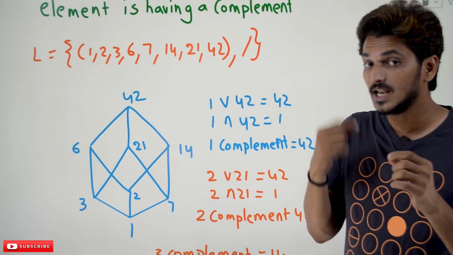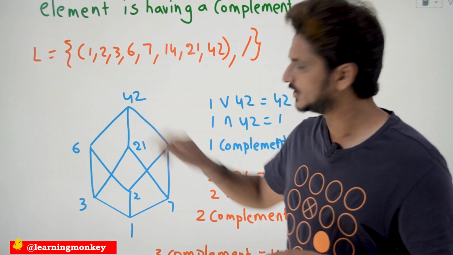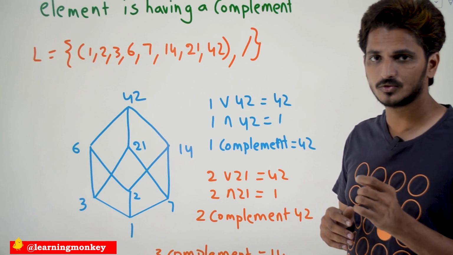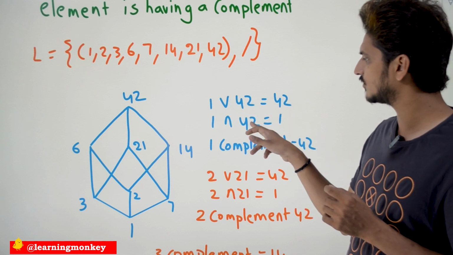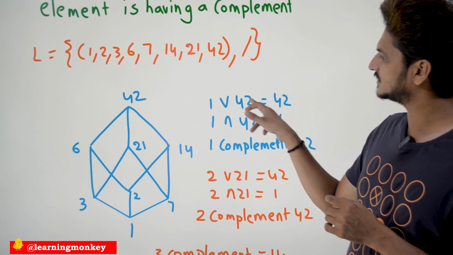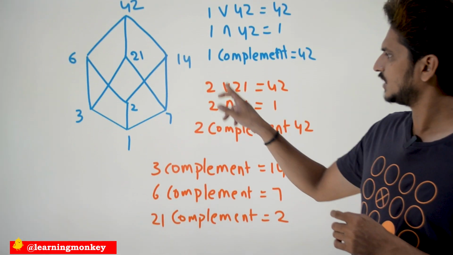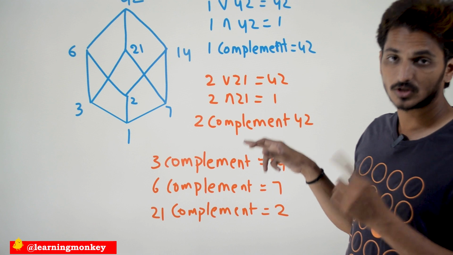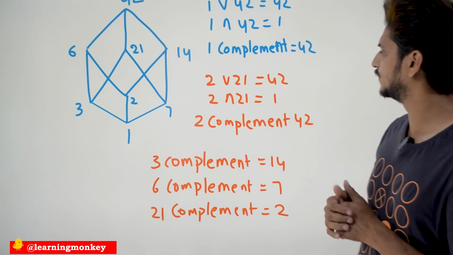If you take any element, it should have a complement. If you take 1 and 42, what is the least upper bound of 1 and 42? Which is 42. What is the greatest lower bound of 1 and 42? 1. So I, O. So the complement of 1 is 42. The complement of 42 is 1. Similarly, if you take element 2, 2 and 21: least upper bound 42, greatest lower bound 1. So the complement of 2 is 21. The complement of 21 is 2.